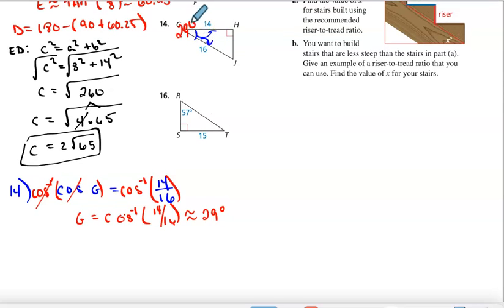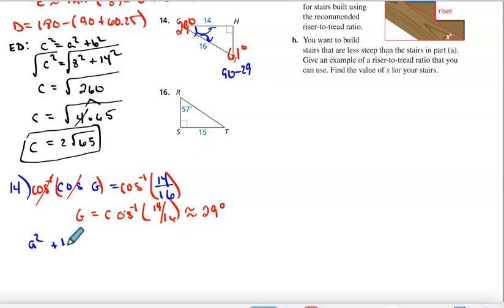which means that J is going to be 61 degrees, right? That's just going to be 90 minus 29, because this is already 90, so all three make 180. 180 minus 90 is 90, and then 90 minus 29 is 61. Okay, that concludes that.